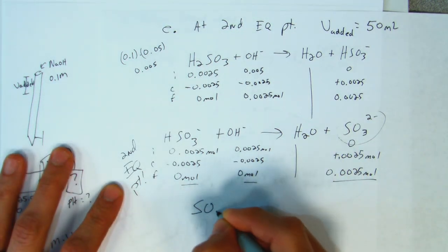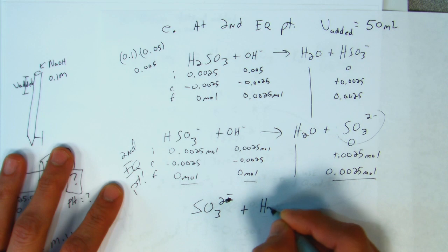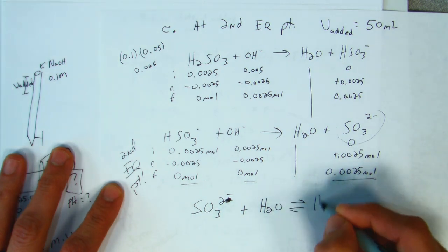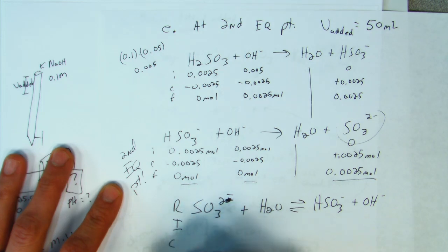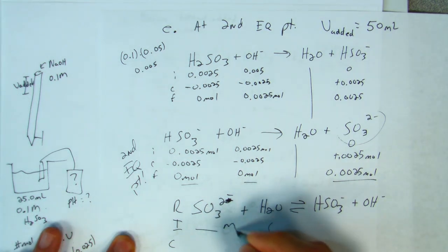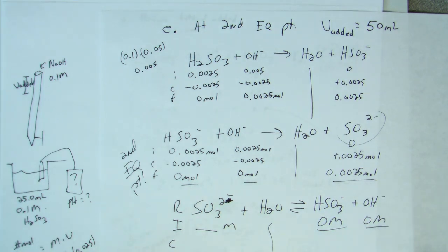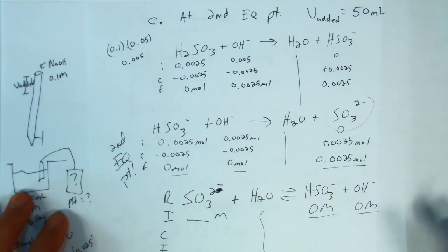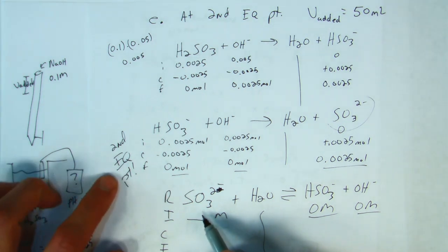It could potentially act as what? This is 2 minus. It could potentially act as a base, accepting a proton to make HSO3 minus 1, and OH minus gets produced. So couldn't I just write a RICE table with initial concentrations of everything? I'll say 0 molar and 0 molar, and solve the RICE table? That's what I'm going to do. So the hydrolysis reaction of the fully deprotonated form is the important reaction at the last equivalence point.